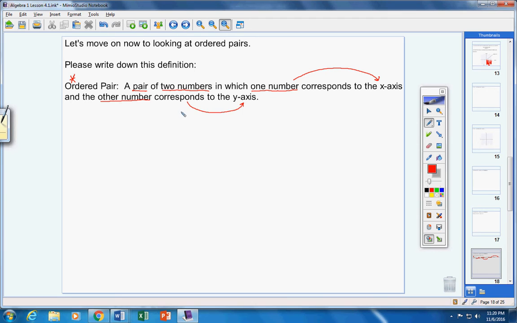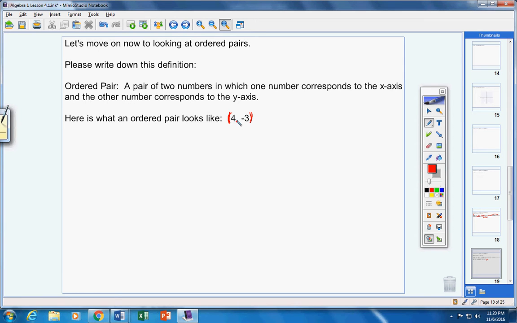Okay, in which one number corresponds to the x-axis and one number corresponds to the y-axis. Here's what an ordered pair looks like. You'll always have a parentheses, and you'll always have a comma between the two numbers. Okay, and by the way, what did I say?